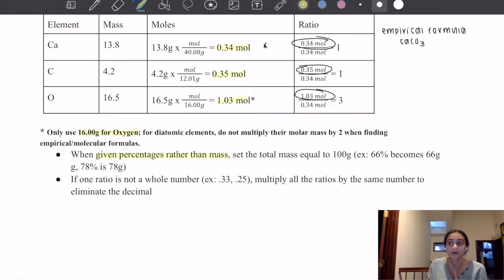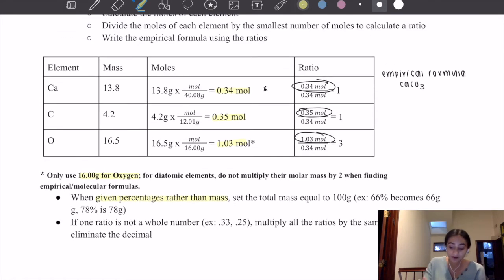So there might be instances where you are not just given, like, 14.8 grams of this element. One that is very common is when you are given percentages of elements within a compound. So for instance, if you are given that a compound is 66% carbon, the process for finding the mass, because you cannot solve this table without the mass, is to set the total mass equal to 100 grams, and then just 66% becomes 66 grams, 78% becomes 78 grams, etc. Because 78 grams is 78% of 100, it works out perfectly, and the 100 will not mess up your empirical formula.